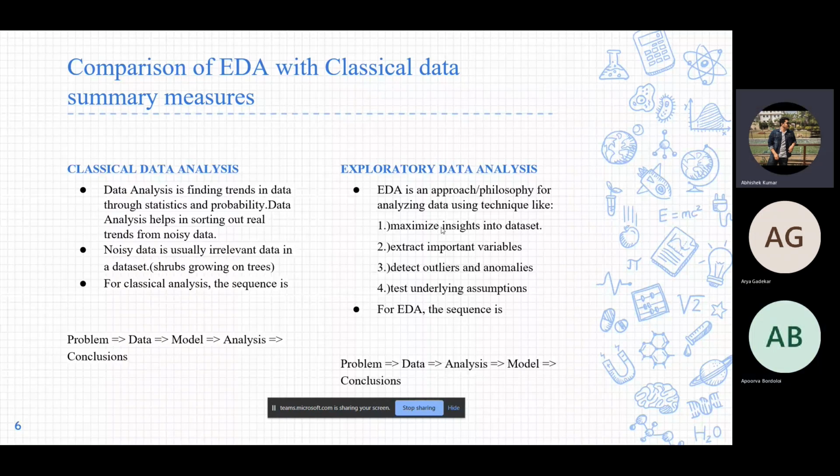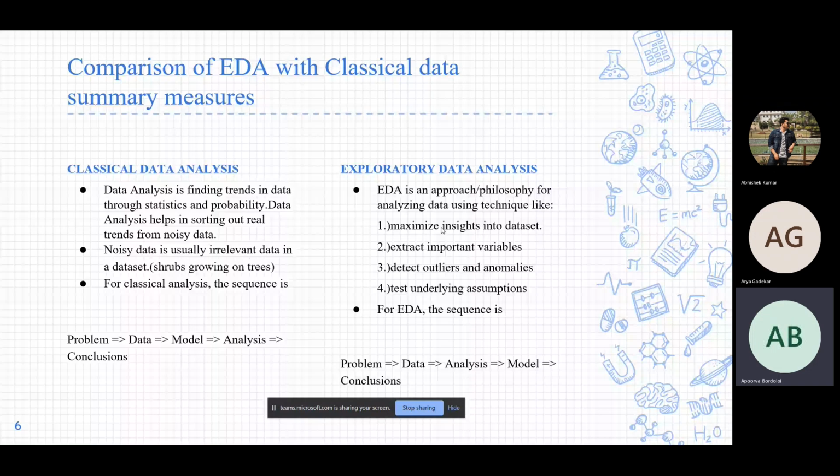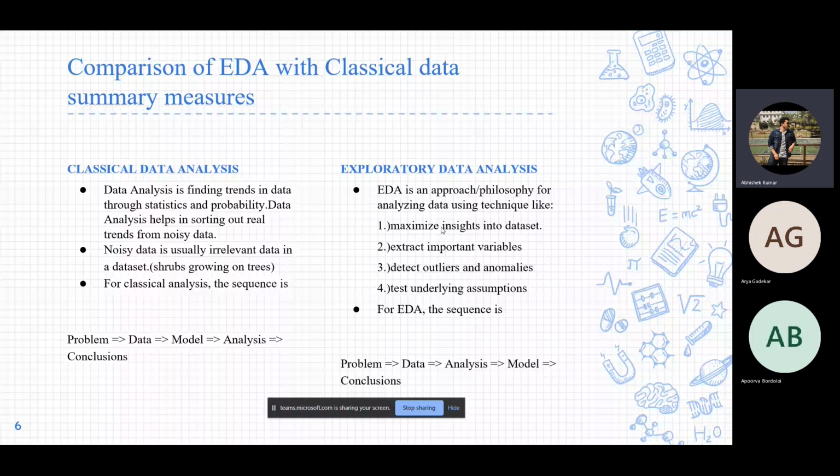One of the main differences between the two analyses is the sequence followed. In classical data analysis, the sequence is: first we find the problem, then we collect the data. After that, we reframe the model, then we perform the analysis, and then we arrive at the conclusion. But in exploratory data analysis, we detect the problem, then we collect the data. And just after collecting the data, we perform the analysis and then we reframe the model. And after that, we arrive at the conclusion.